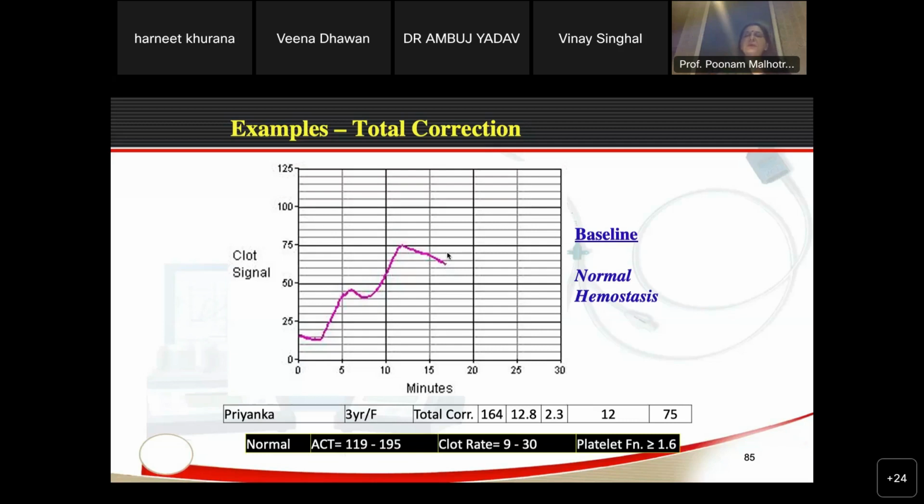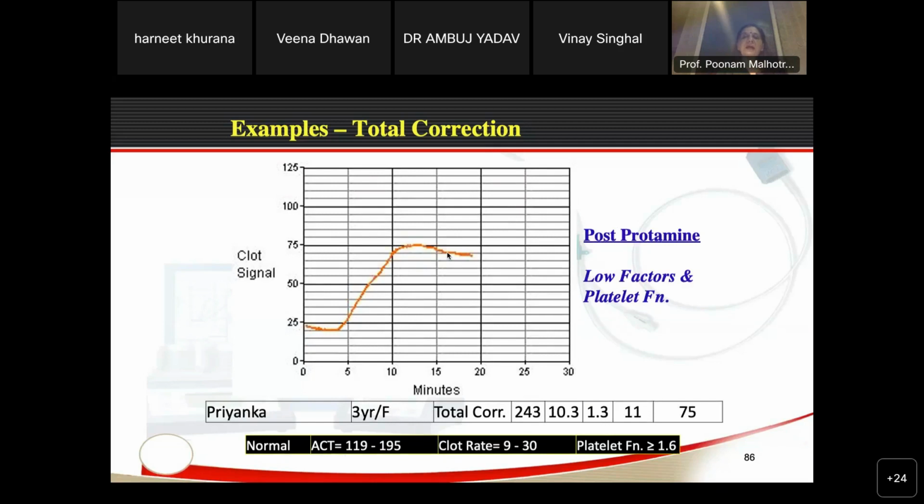Next, please. What should we do? This was the baseline, and we gave post-protamine. We saw that all the factors are low. The platelets are low. The factor 8, factor 9 is low. So what should we give to our patient? We were wondering, and we kept thinking.